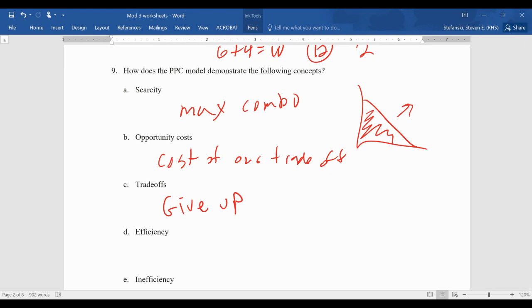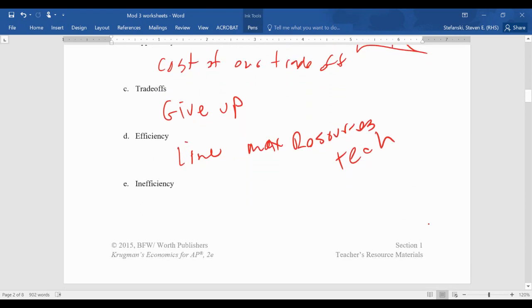Efficiency. What does this graph show us about efficiency? That at any point on the line, we're being the most efficient. We are maximizing our resources and our technology. Okay, it's showing us that we're maximizing all of our resources, all of our inputs, right?